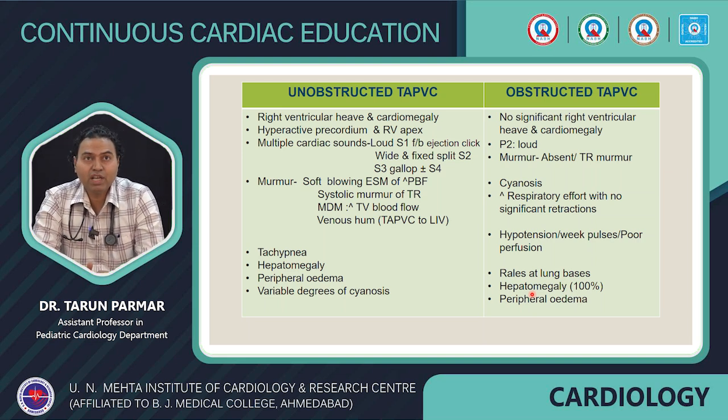In unobstructed TAPVC, RV heave and cardiomegaly are there, hyperactive precordium and RV apex, and there are multiple cardiac sounds: loud S1 due to tricuspid valve closure, then ejection click, wide and fixed split S2 just like in ASD, S3 gallop, or plus or minus S4 due to atrial systolic murmur. And then there is a soft blowing systolic murmur due to increased pulmonary blood flow. There is a systolic murmur of tricuspid regurgitation. There is a mid-diastolic murmur due to increased blood flow through the tricuspid valve, and there is a venous hum because of the TAPVC to the LIV, that is the left ascending vertical vein.